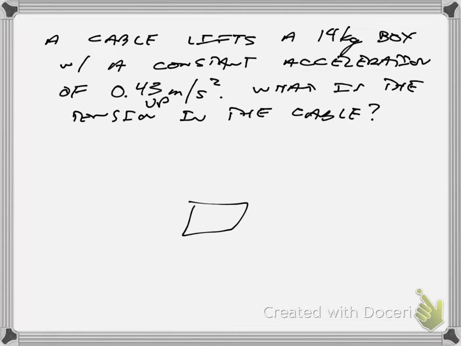So here's an example of a problem. You say that a cable lifts a 14-kilogram box with a constant acceleration of 0.43 meters per second squared up, and the question is, what is the tension in the cable? Now, you're tempted to do a lot of things at first, but trust me, follow the process, do these 3 steps, and you can do easy problems like this, but you'll also be able to do much more involved ones. And you won't fall into silly pitfalls that students have when they're trying to do even easy ones like this.